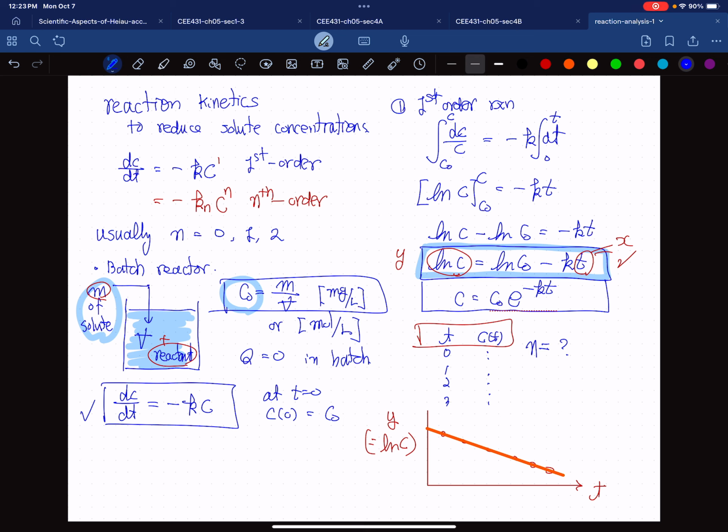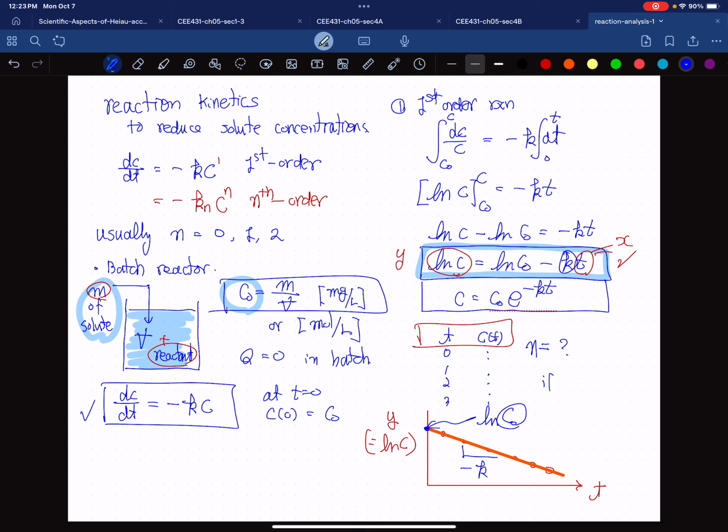In that case, your intercept should be natural log of C naught, because you already know C naught, and identifying this position is straightforward. And then if this line or data points are kind of linear, then you could say this slope is nothing but k, which is in here.